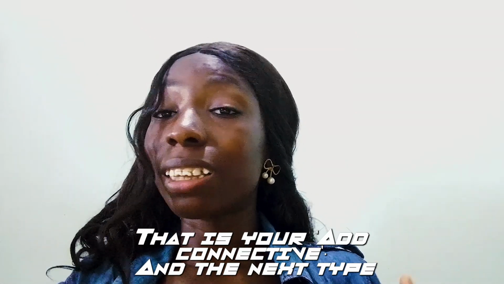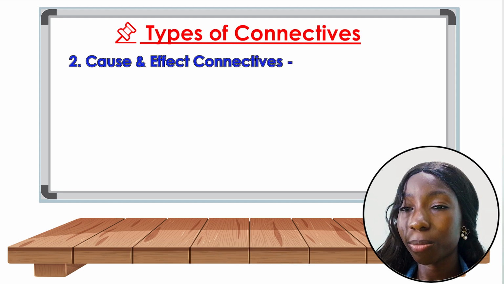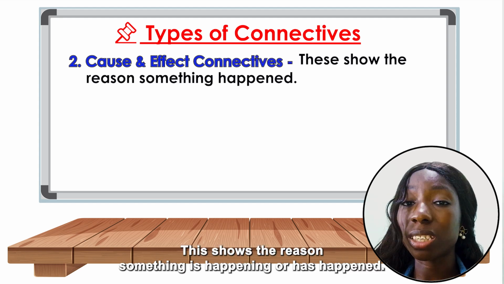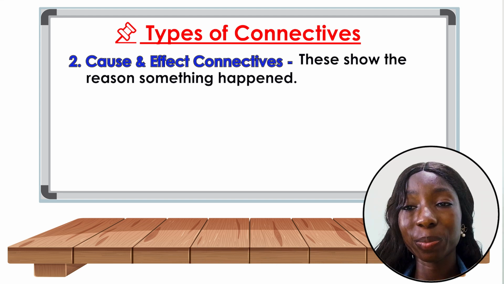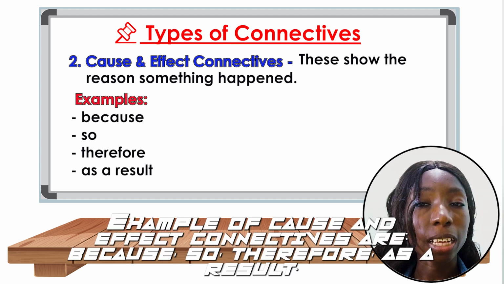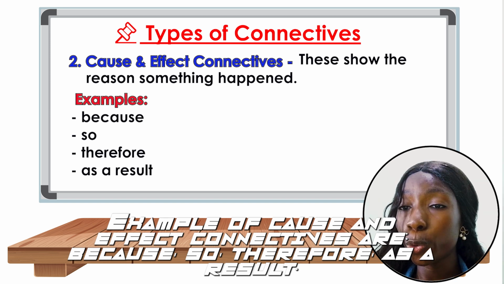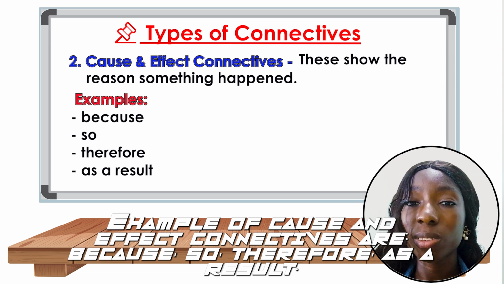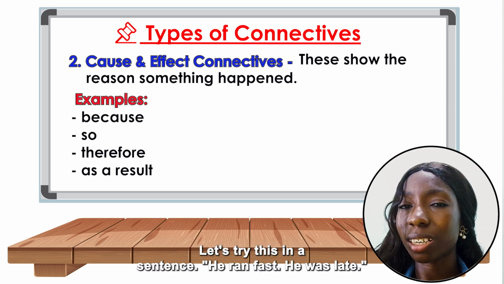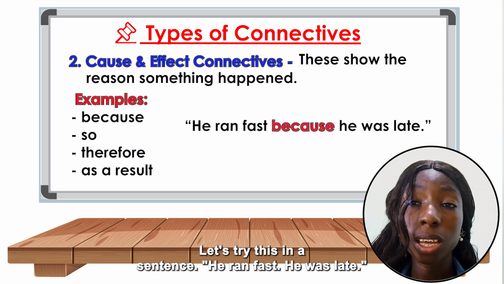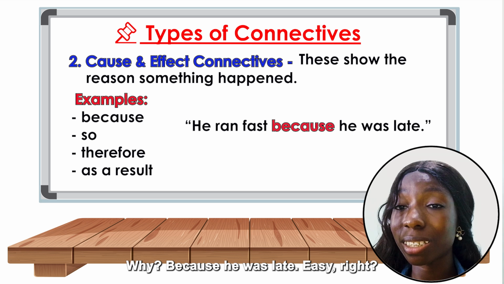And the next type of connective is the cause and effect connective. This shows the reason something is happening or has happened. Examples of cause and effect connectives are because, so, therefore, as a result. Let's try this in a sentence. He ran fast because he was late. Why? Because he was late.